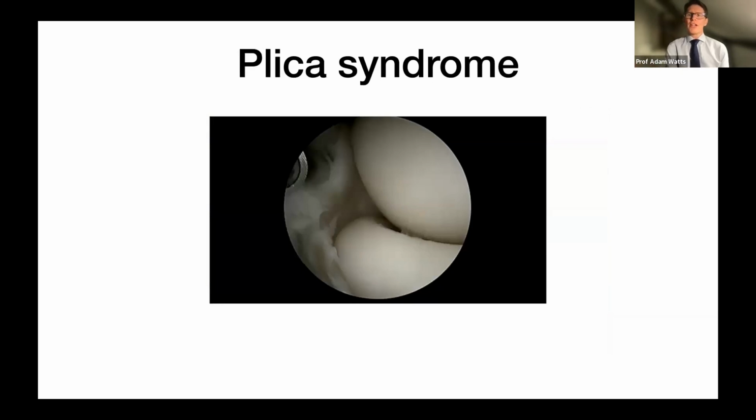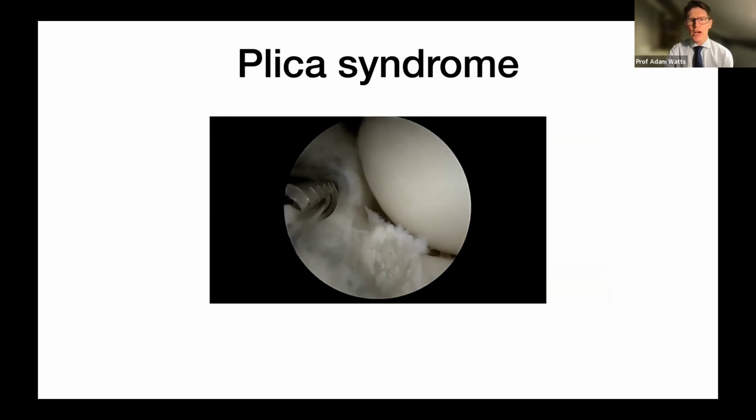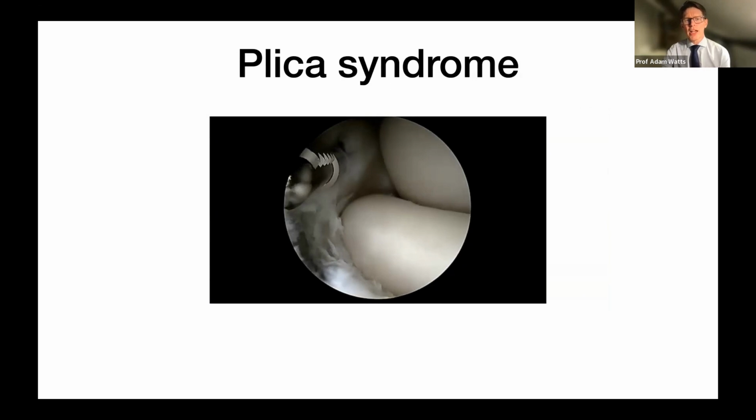Other causes of lateral elbow pain include plica syndrome, and a plica can be anterior or posterior more commonly, or circumferential. It's difficult for me to demonstrate in a video what's going on there, but from this arthroscopic video, you can see this anterior plica flicking over the radial head, and you would be able to palpate that through flexion extension with your thumb over the radiocapitellar joint.